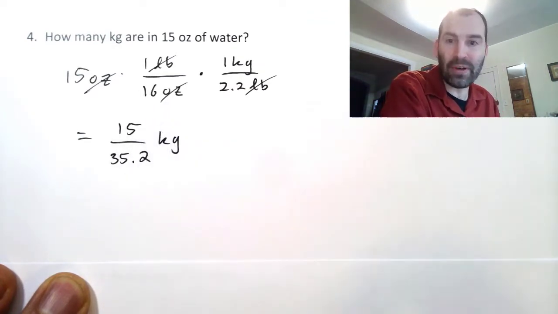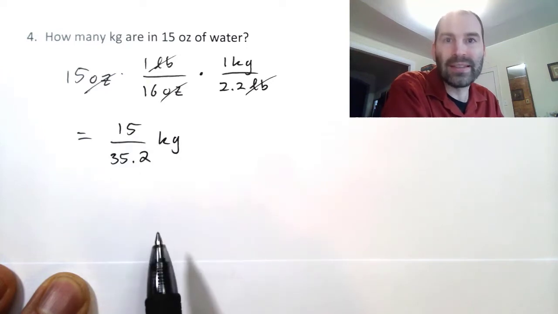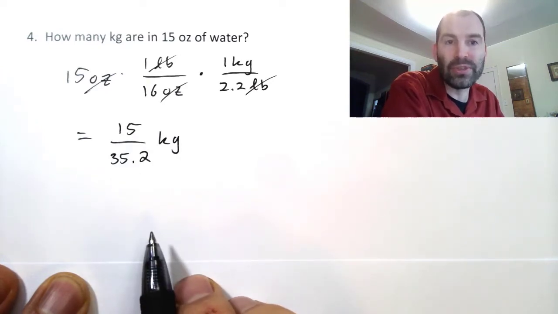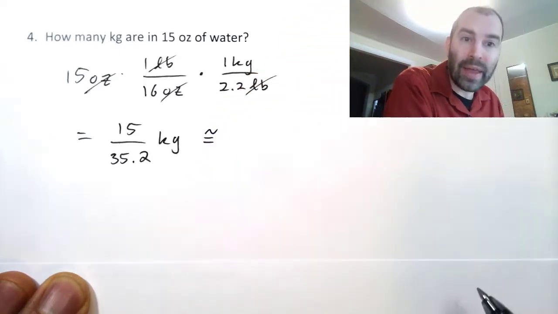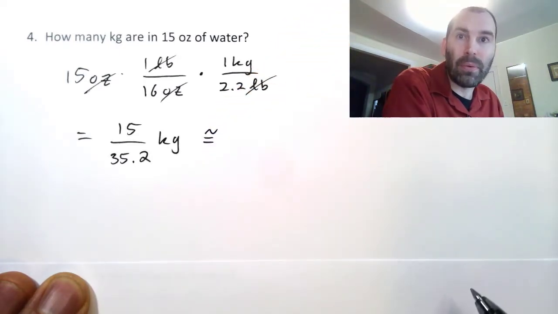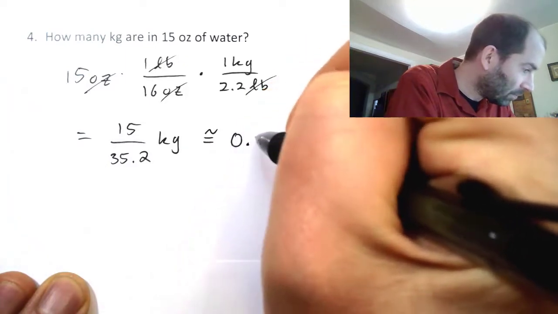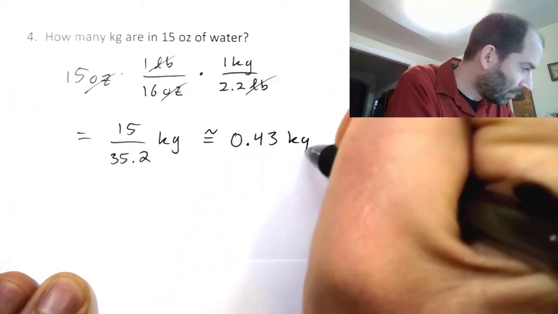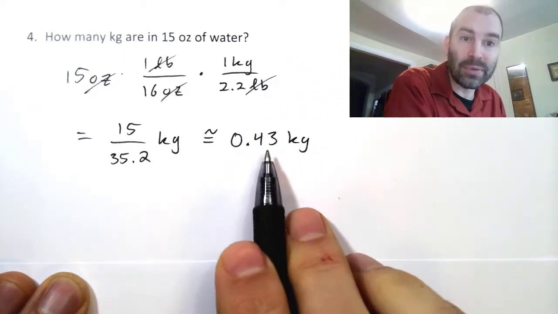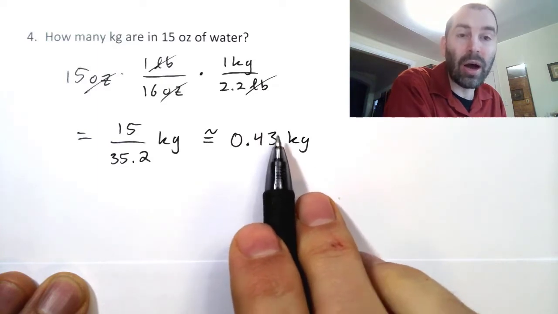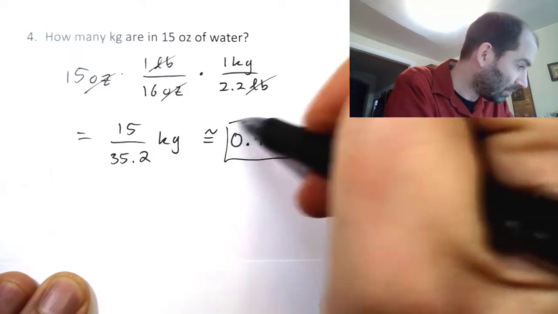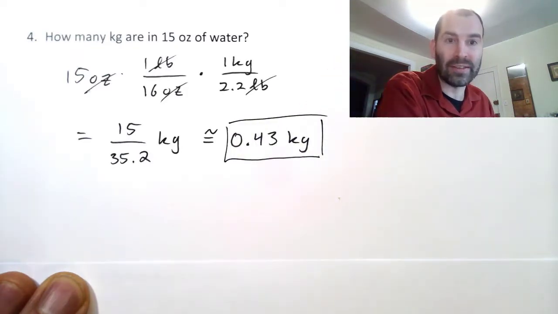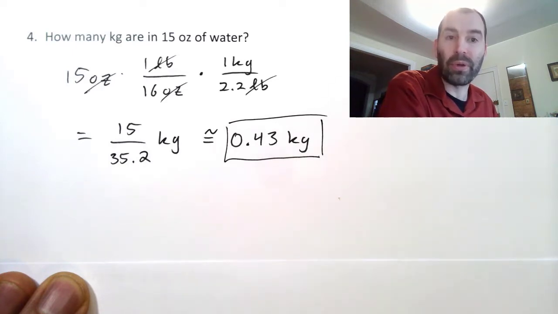Right? Well, 15 divided by 35.2 is 0.426. So I'm going to round that to 0.43. And this is measured in kilograms. Because it was 2.6, I round the 2 up to 3 because the 6 is greater than or equal to 5. And this is our final answer. 15 ounces of water weighs 0.43 kilograms.